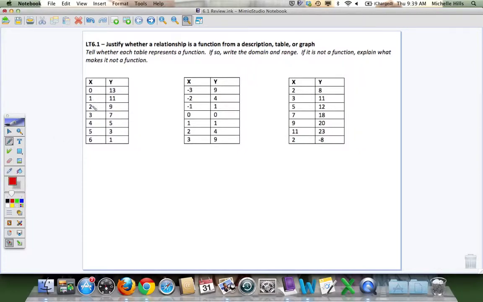In this case, I notice the x never repeats, so there's no way the same x could map to different y's, so it's a function.